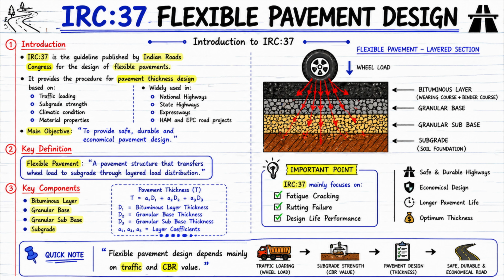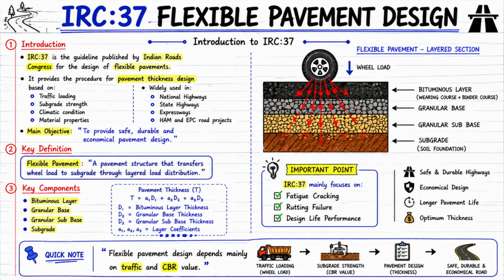Material properties. Now the fourth factor, material properties. If aggregate is weak, bitumen is poor quality or compaction is improper, then the pavement will fail quickly. That means thickness alone is not sufficient. Material quality is equally important. Now look to the side. Widely used in national highways, state highways, expressways, HAM and EPC projects. That means IRC 37 is used in almost all major road projects in India.